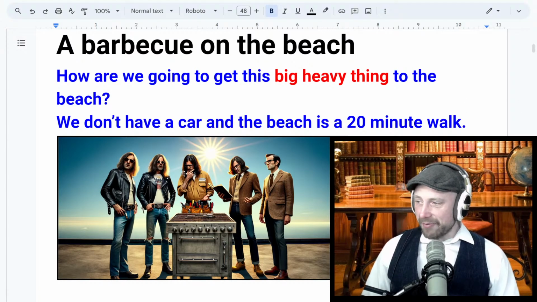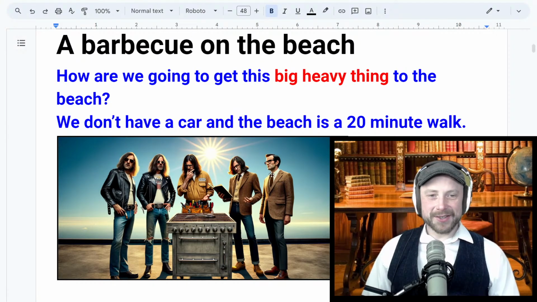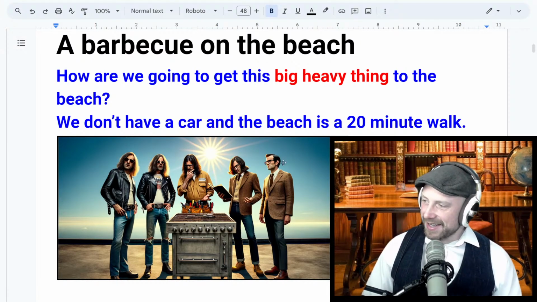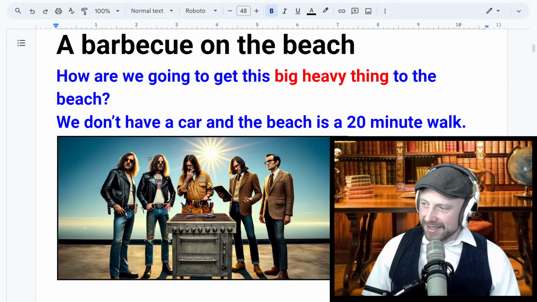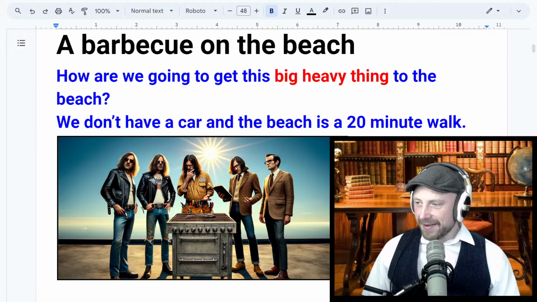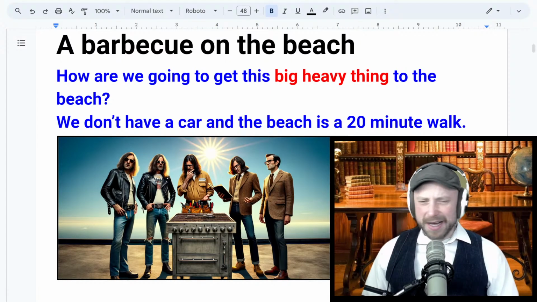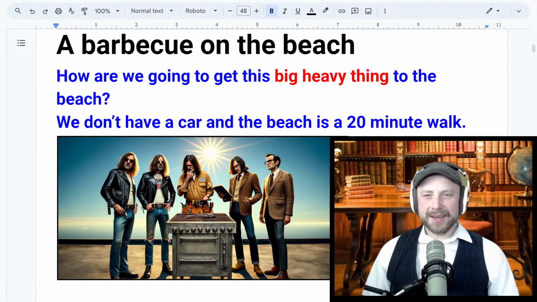And you can see my friend Rob in the middle. He's an electrician. He's trying to work it out. You can see me on the right. I have glasses and hair, thanks to artificial intelligence. And you can see my friends Danny, Jules, and Trud around here. And they're trying to think about this serious problem of getting the big heavy barbecue to the beach.